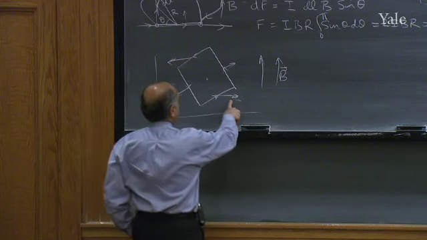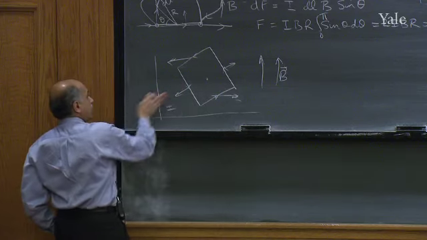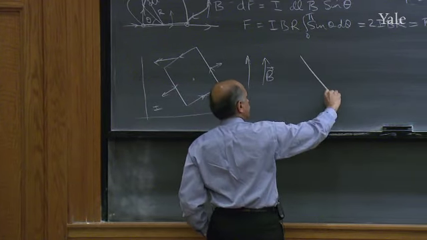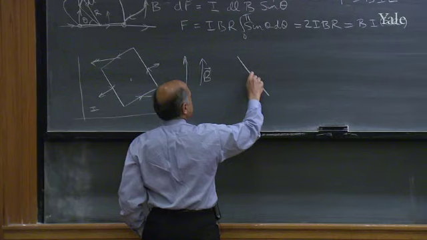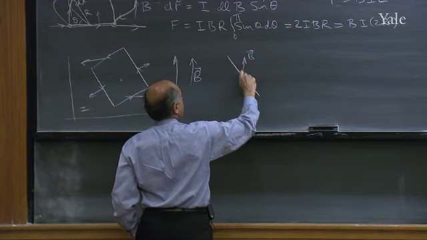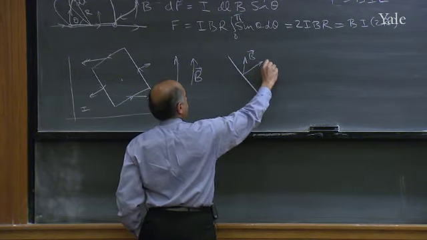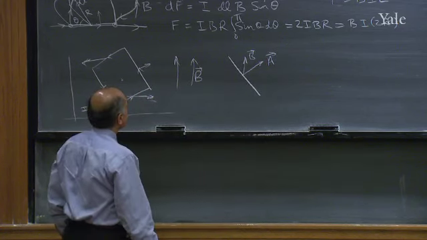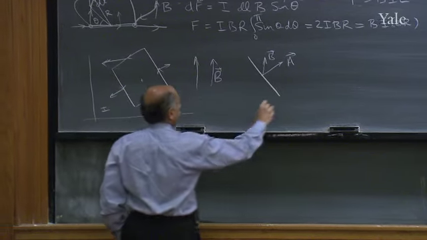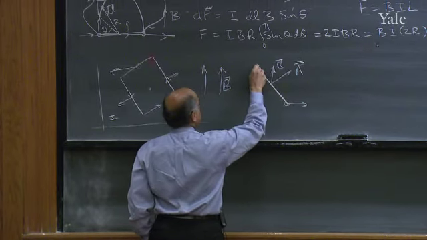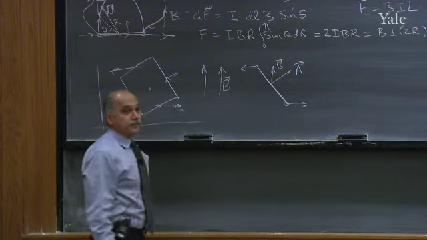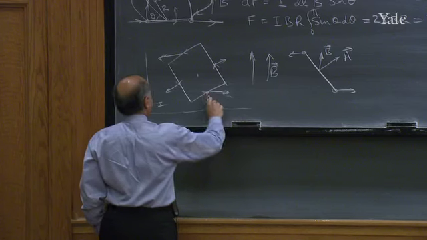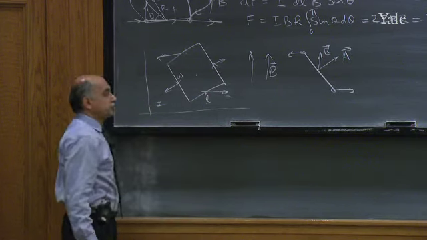And if you want to see the torque, look at the loop from this end. From this edge, it looks like this. That's the loop, and that's the B field. And that's the normal to the loop, or the area vector of the loop, looks like that. So the force looks like this here and looks like that in the top section. So let us say this length is L and this width is W.